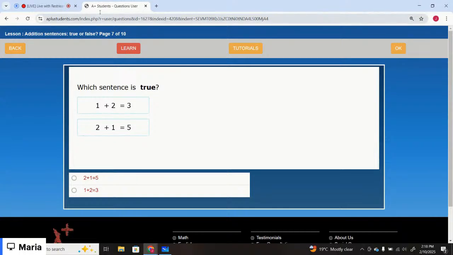Which sentence is true? 1 plus 2 equals 3, or 2 plus 1 equals 5? Option number 1 is the correct option, that is 1 plus 2 equals 3.